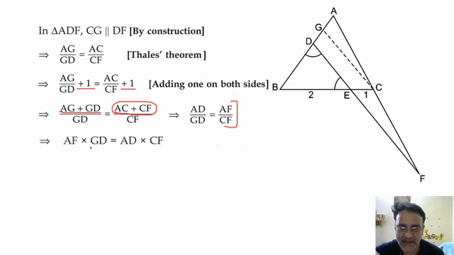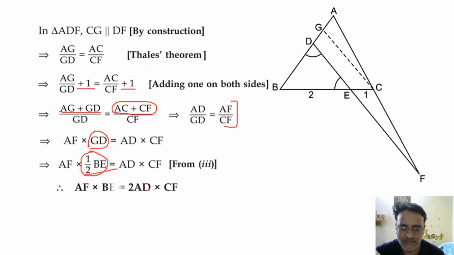Now cross multiply कर लो. AF into GD is equals to AD into GF. Okay, and we have just shown that DG is equals to half of BE. फिर 2 को इधर शिफ्ट कर लो, सो हम लोग का प्रूफ हो गया.